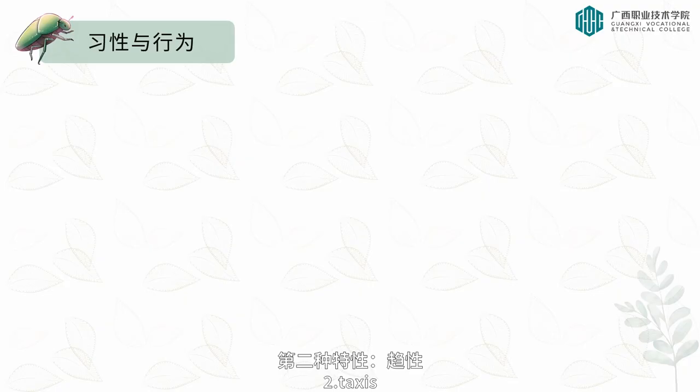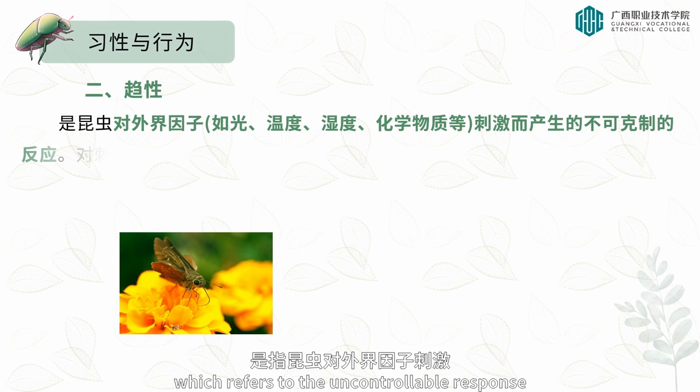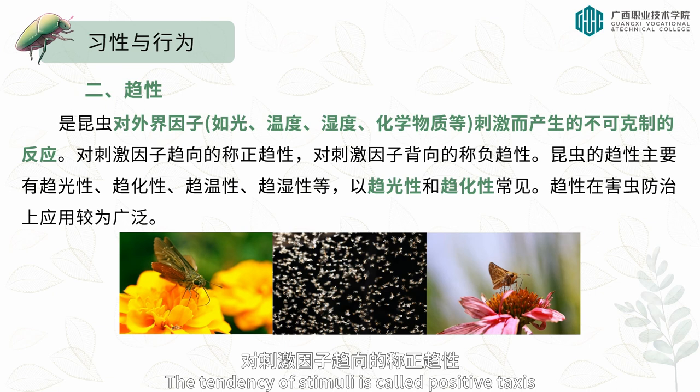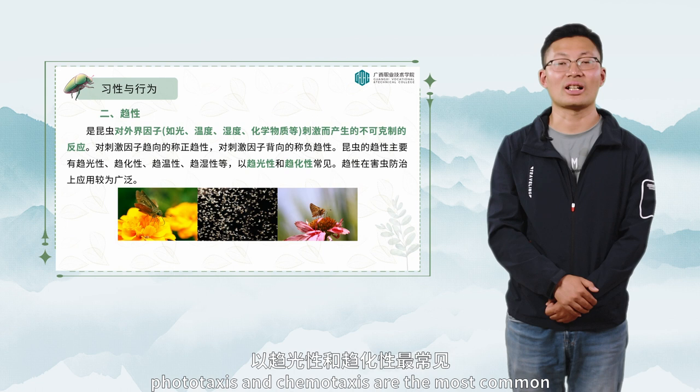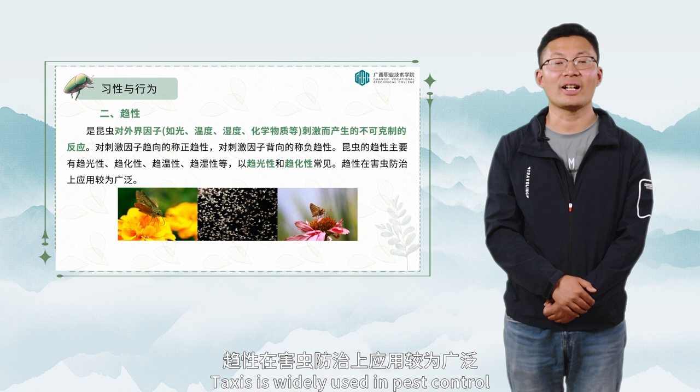2. Taxis, which refers to the uncontrollable response of insects to external factors. The tendency toward stimuli is called positive taxis, and the avoidance of stimuli is called negative taxis. The taxis of insects mainly includes phototaxis, chemotaxis, thermotaxis, hygrotaxis, and so on. Phototaxis and chemotaxis are the most common. Taxis is widely used in pest control.